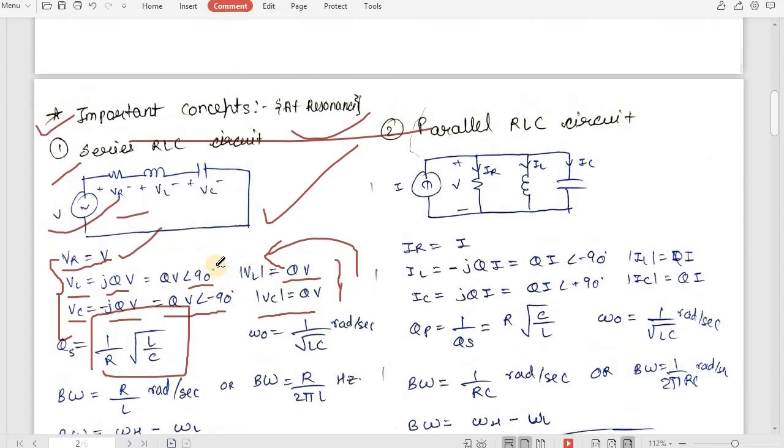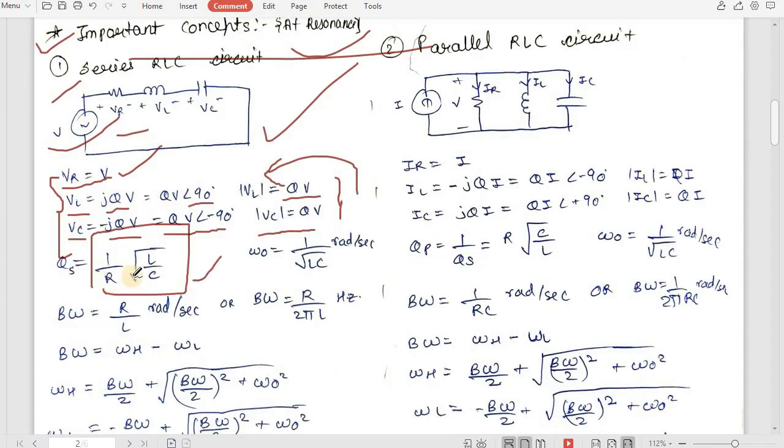The quality factor formula is 1 upon R under root of L by C, and the resonant frequency formula is 1 upon under root of LC radian per second for a series RLC circuit. If you want to write in hertz, it will be 1 upon 2 pi under root of LC. So take note of it. Bandwidth for a series RLC circuit is R by L radian per second. If you want to write in hertz, it will be R upon 2 pi L. Note one thing, your bandwidth for a series RLC circuit is only a function of R and L. It is not a function of the capacitor.